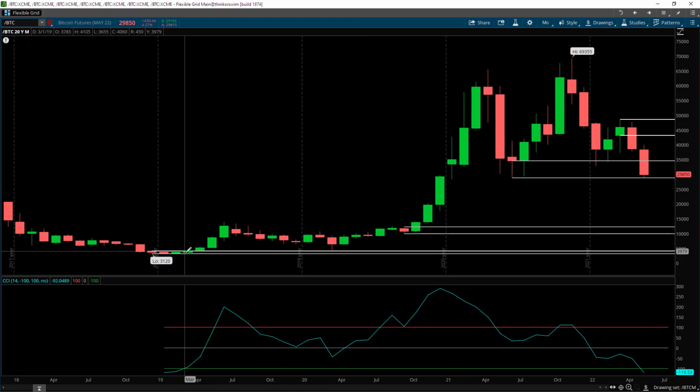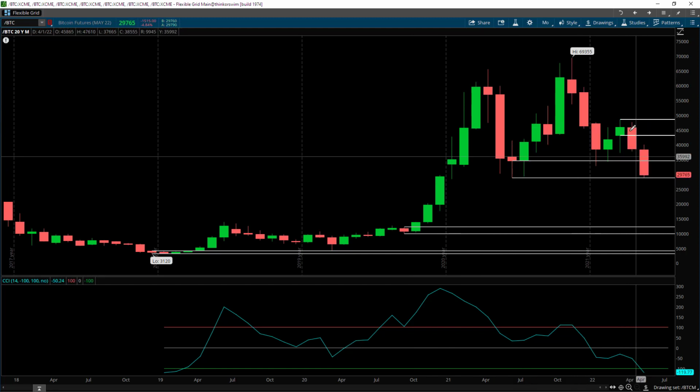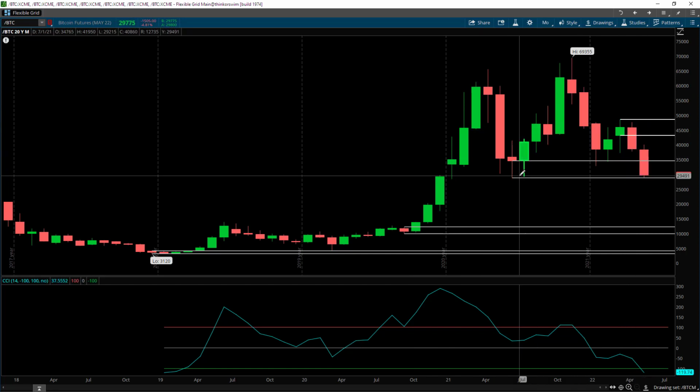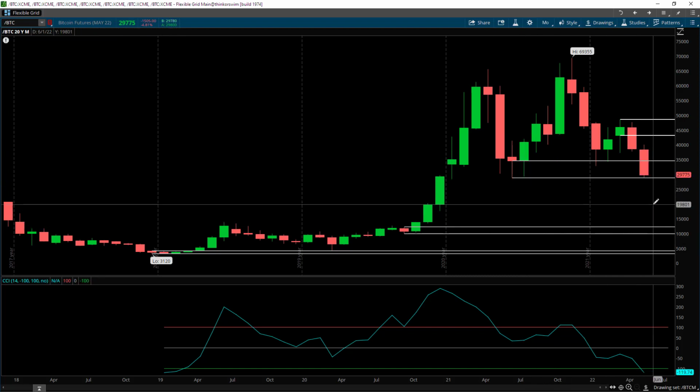So we called it down here. We called this move here to the upside. We called this move up. We called this move up. And we called this move to the downside. And what we're doing now is if we don't hold this level, then the market's probably going down further.